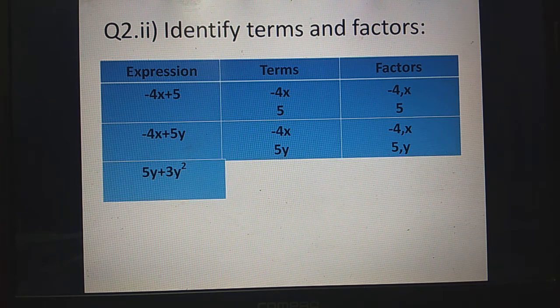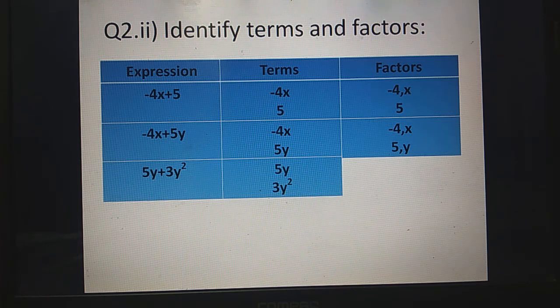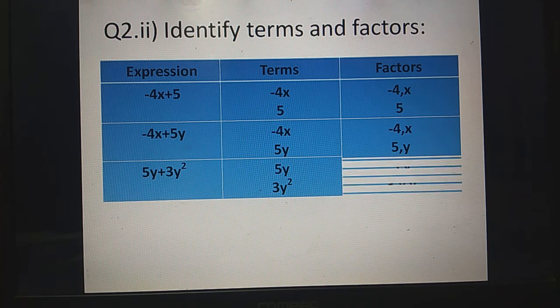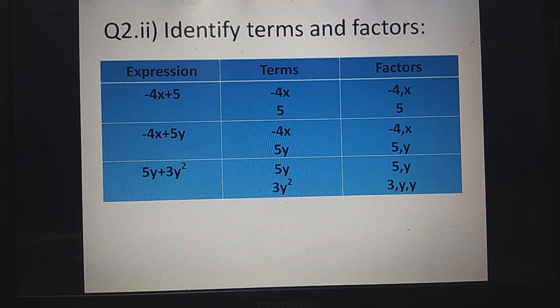Your next expression is 5y plus 3y square. How many terms are there? 2. Both are positive. In the first one, you can see there is one 5 and one y. So, there are only 2 factors. In the second one, you can see there is one number 3 and there are 2 y's. How many factors are there in all? 3. So, first one is 5, y, and second one is 3, y, y.